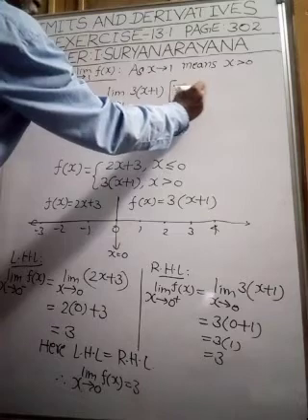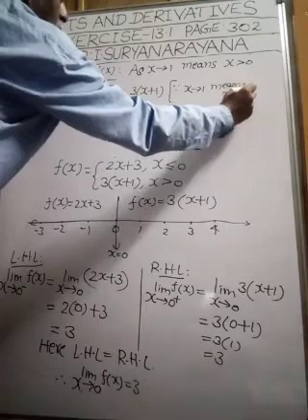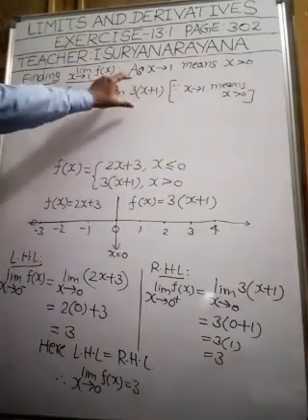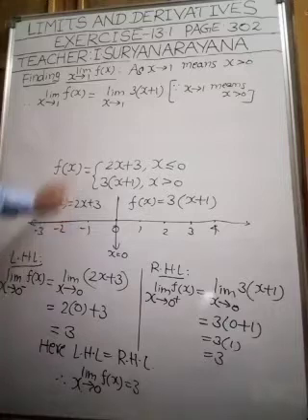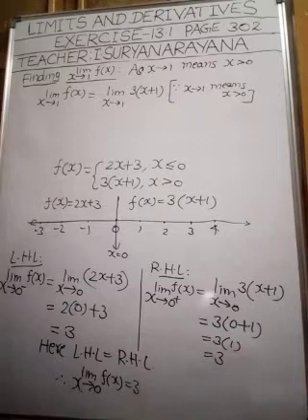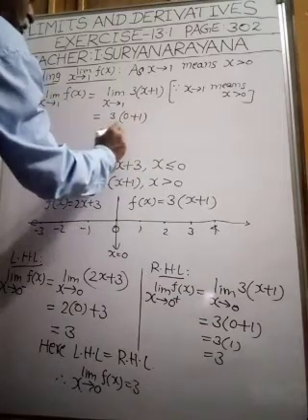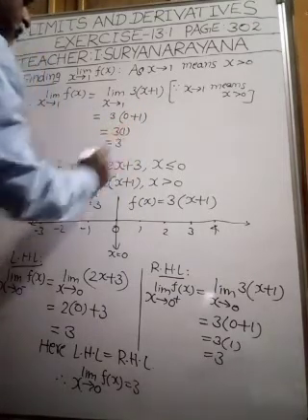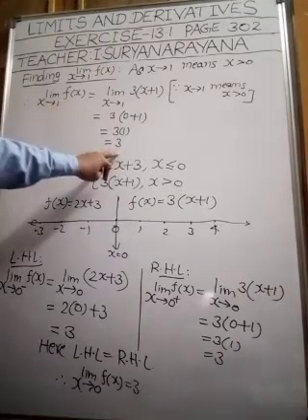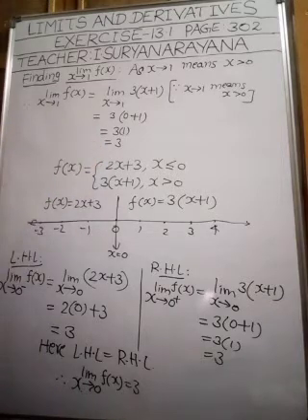x tends to 1 means x is greater than 0. Because of this reason, we have considered this function only, directly. No need to take this one. No need to find the left hand limit and right hand limit of f of x at x equal to 1. Understood this point, my children? Is it clear? Right. Now the substitution method. That is equal to 3 of 1 plus 1. So this is the limit of f of x as x is approaching 1. Understood this point, my children?